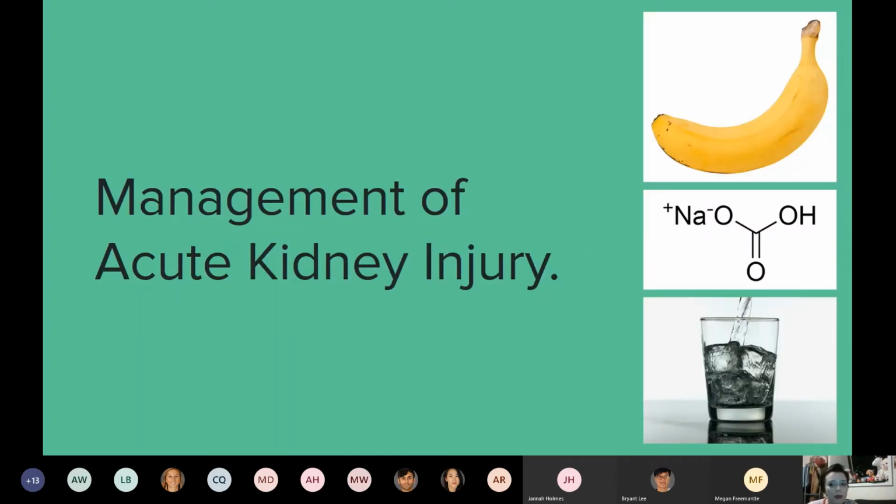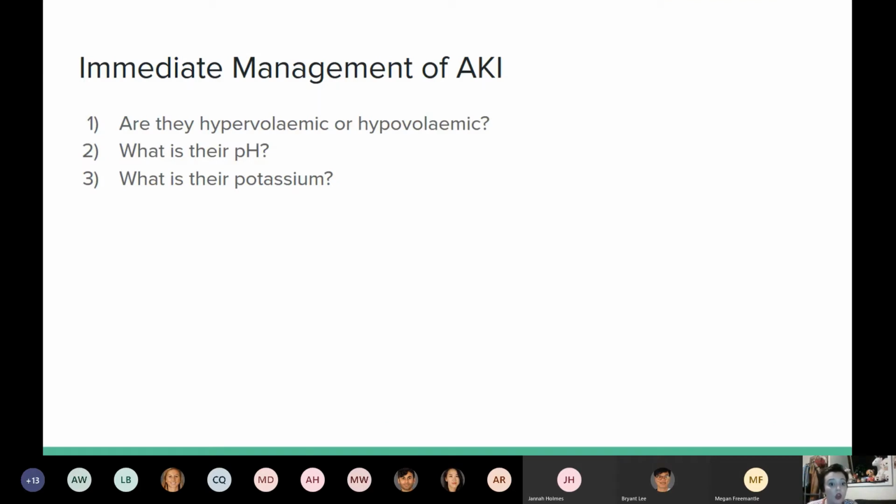So we'll now talk about management, which overlaps with the emergency medicine block in 4th year, so it's good revision all round. There are 3 key questions you want to ask of anyone who you think has got an AKI. The first one is, what's their volume status? Are they hypervolemic or hypovolemic? Then, what's their pH and what's their potassium?